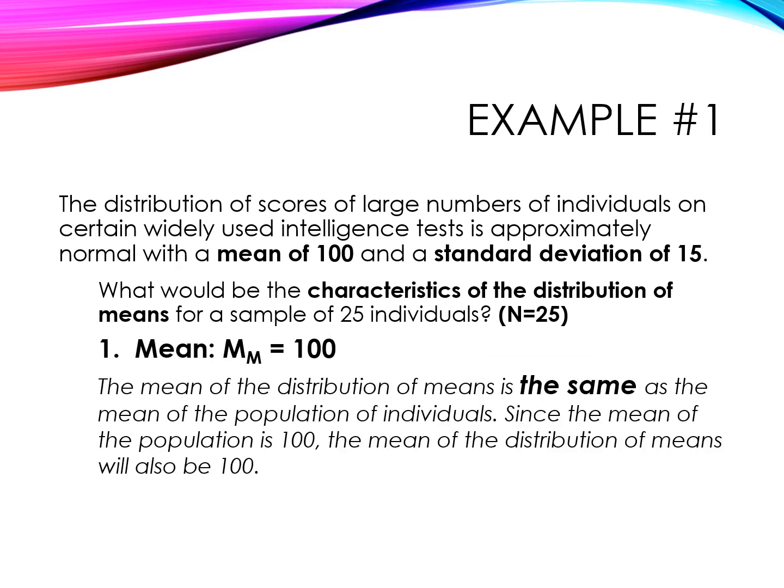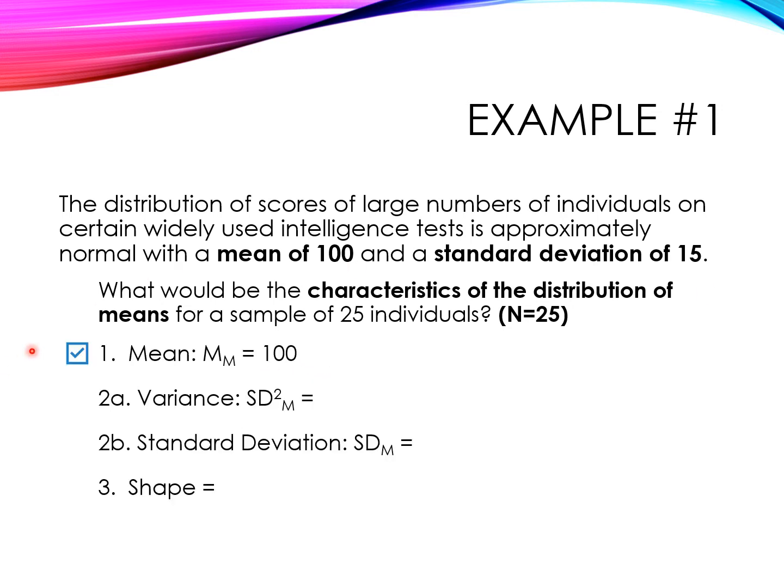All right, first, the mean. What do we know about the mean? Well, the mean of the distribution of means is the same as the mean of the population of individuals. They gave us the mean of the population of individuals, therefore we now know the mean of the distribution of means. Simple. Since the mean of the population is 100, the mean of the distribution of means will also be 100, so mean sub M for the distribution of means is equal to 100. Perfect. All right, check. We've got our first rule set.